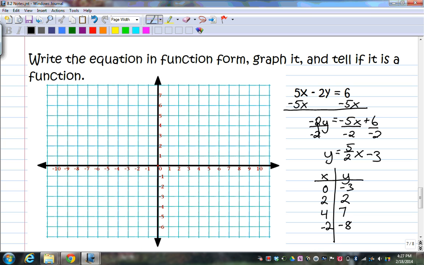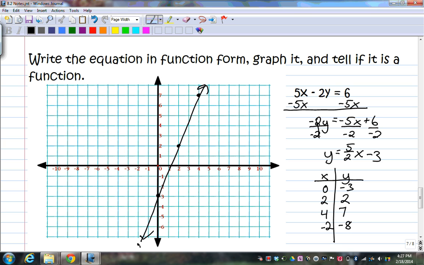All right, let's graph it. So I have 0, negative 3. I have 2, 2. I have 4, 7. Well, this works out nice because I'm not going off my graph here. And negative 2 and negative 8, oh, I did go off my graph. I'm way down here somewhere. Okay. So if I connect the dots, you see it forms a straight line. So I graphed it correctly.